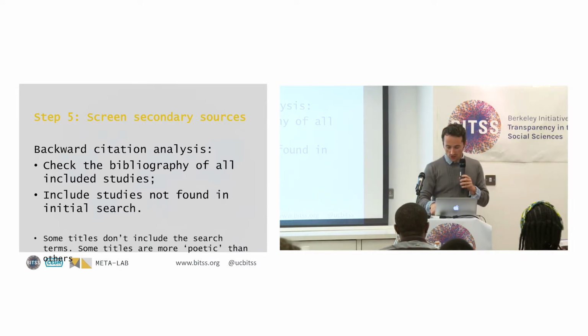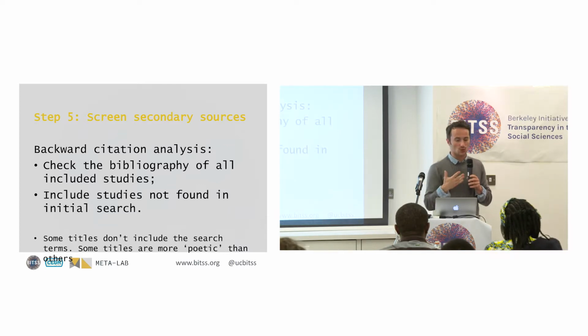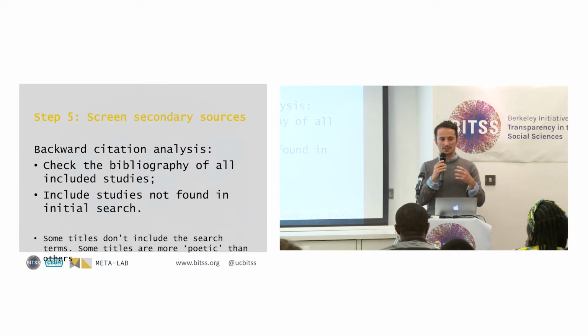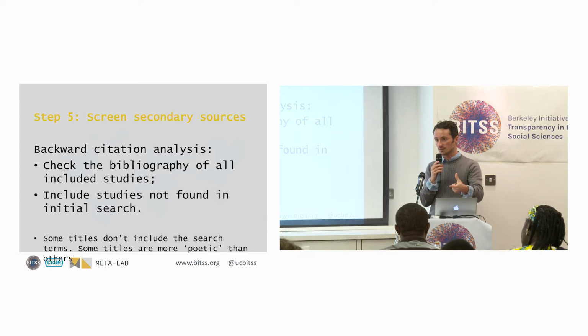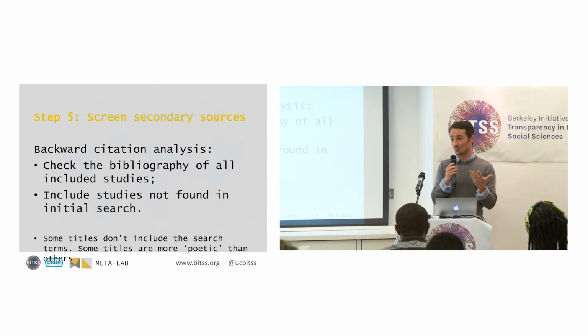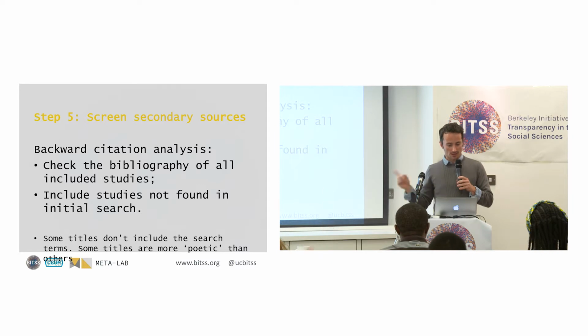When I did this research on sponsorship bias in economics, I actually doubled the number of relevant studies by looking at secondary sources, just because there are lots of uninformative titles that my search string missed. So it was actually very important. I doubled the number of relevant studies. So check the bibliography of all included studies, and include studies not found in your initial search.